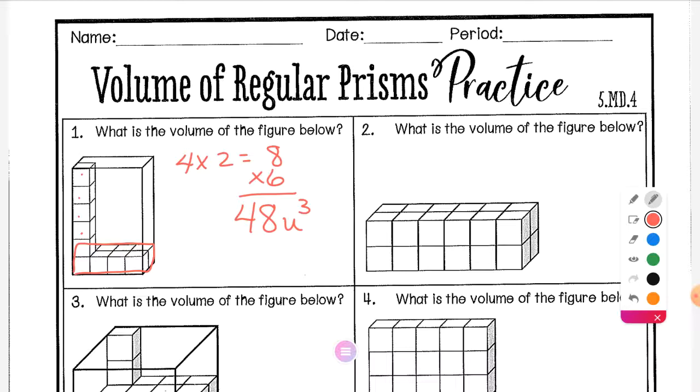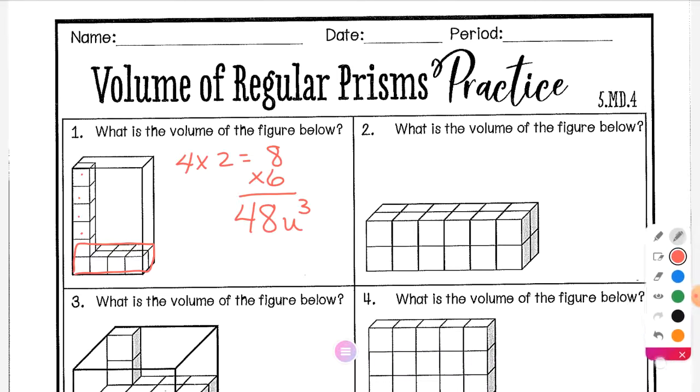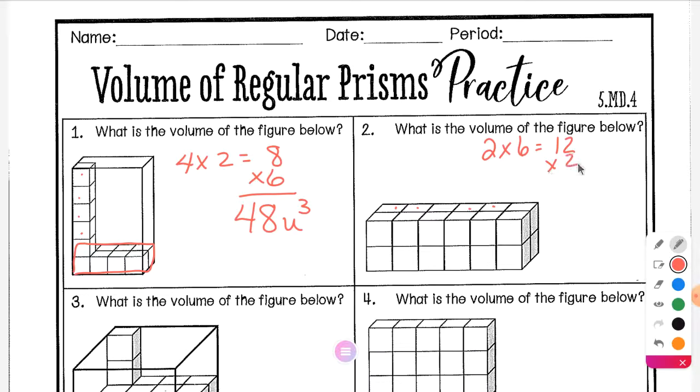Number 2 was completely filled in. So what layer can we see? Leo, the top or the bottom? We can see the top. Leo, what is my equation for the area of that top layer? 2, 1, 2, 3, 4, 5, 6. So 2 times 6 is what? 12. And how many layers of 12 do we have? 2. So 12 times 2 is 24 cubic units. Questions on those two? Okay.